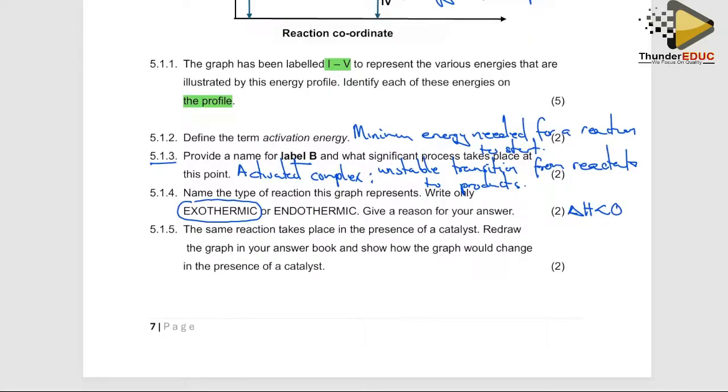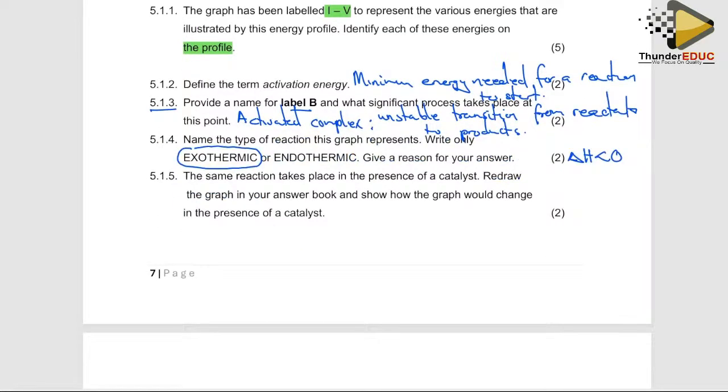Then I'm going to proceed to 5.1.5. They're saying the same reaction takes place in the presence of a catalyst. Redraw the graph in your answer book and show how the graph would change in the presence of a catalyst. So this is the original graph that we're having there, something like this. This is the course of reaction, and here I'm having my energy.